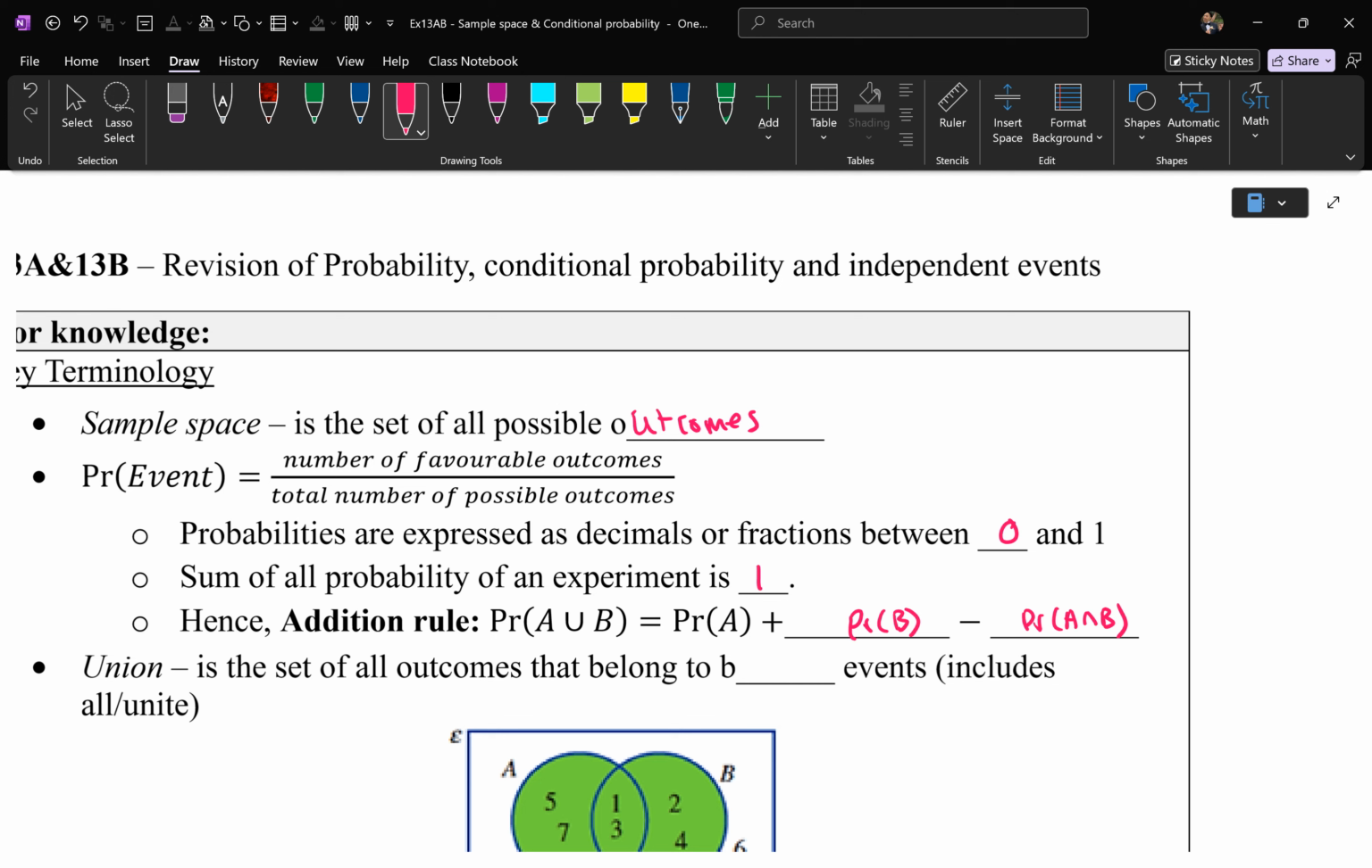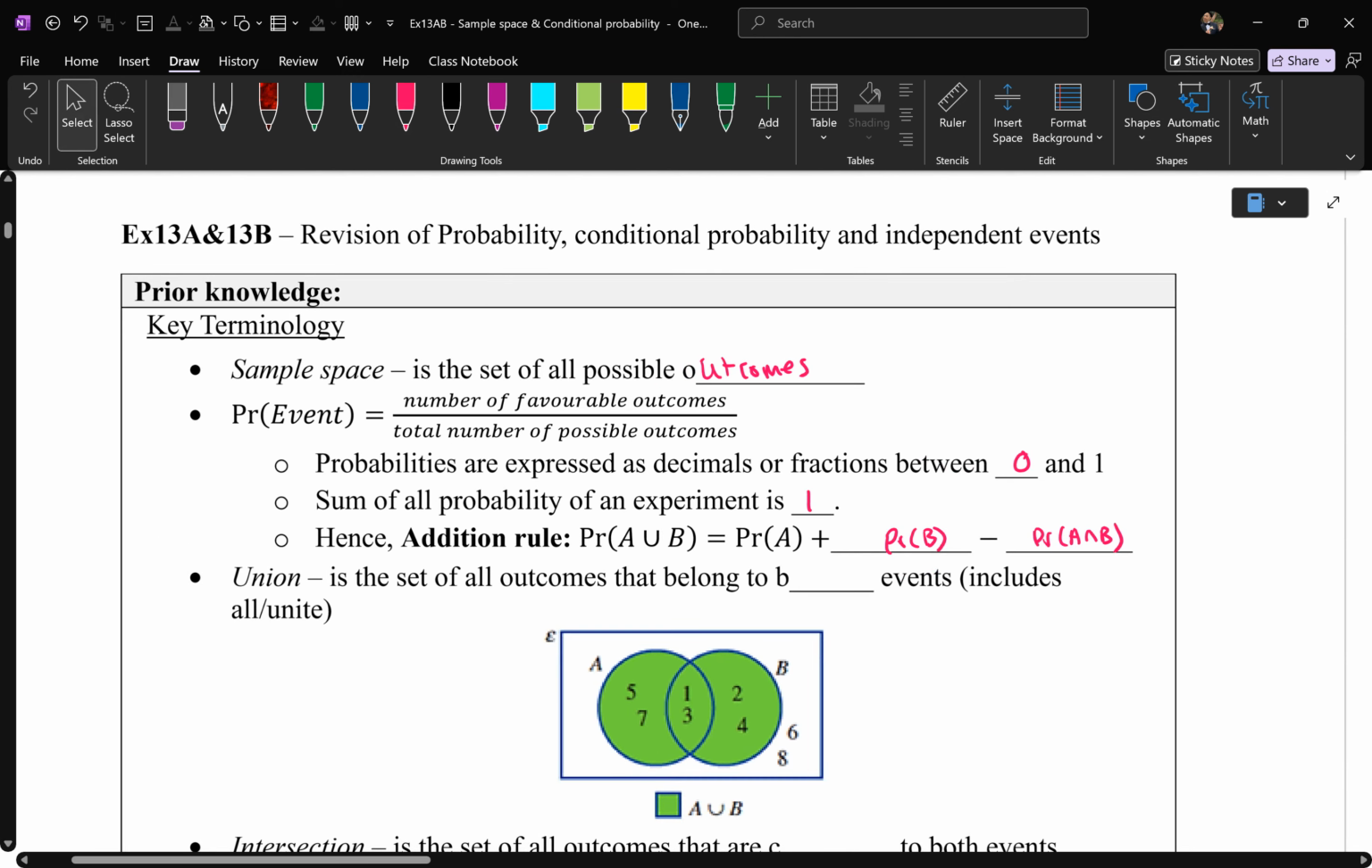Which makes sense if you think about it on a Venn diagram sense. If you take A plus B, so if I did A and I plus B, I'd end up doubling the center. So hence I have to subtract the overlap, which makes sense.